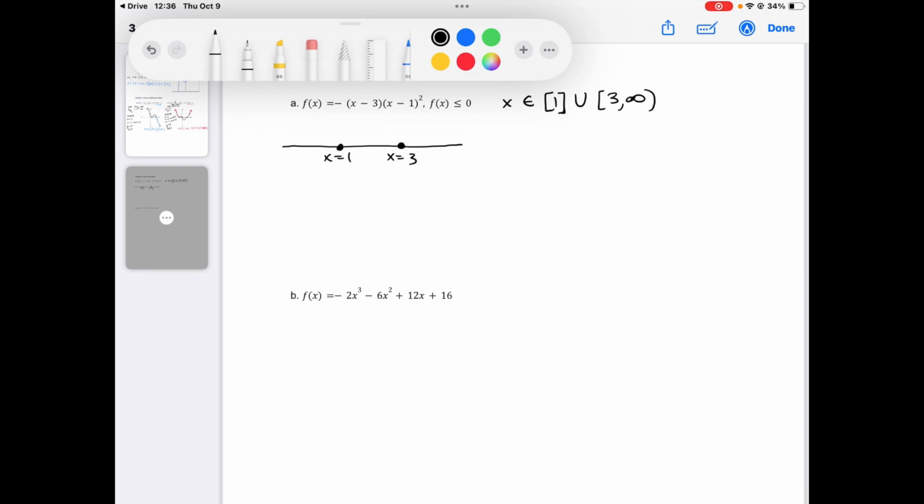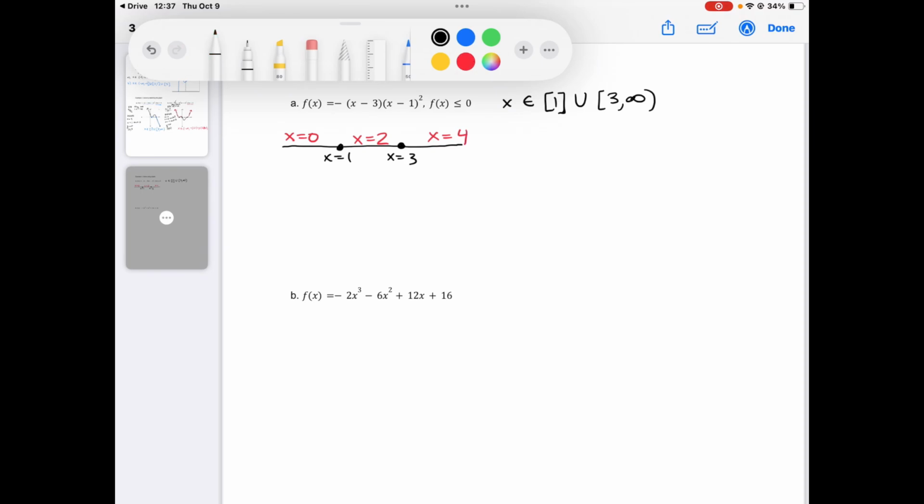Now, a function can only change signs at the x-intercepts. So what I need to do is test values that are in between those values and compare them and see if they're positive or negative. So I'm going to check on the left side of 1, I'm going to check 0. I'll write these in red. So x equals 0 is my test value. In the middle, I'm going to check 2. And then on the right-hand side, I'm going to check 4.